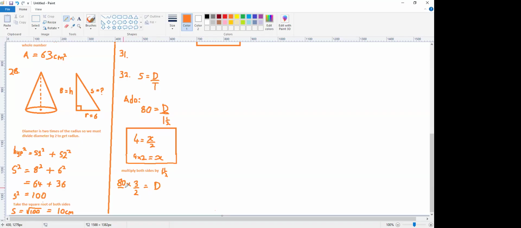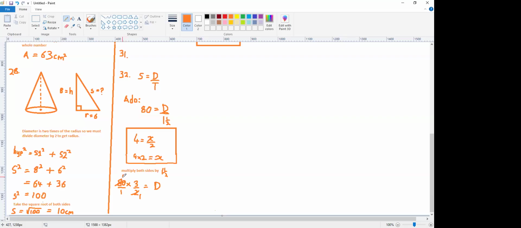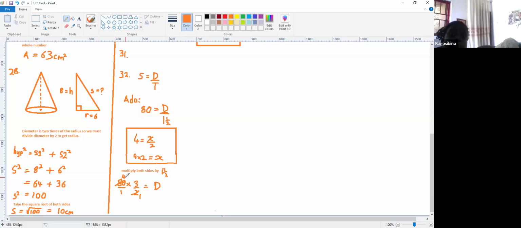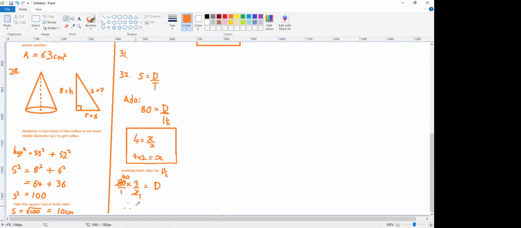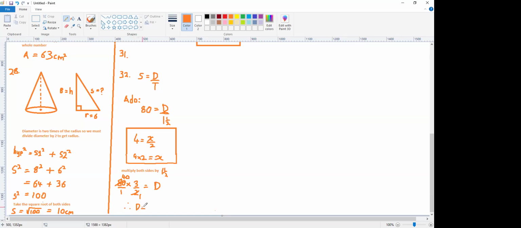People have forgotten how to do questions like this. You've forgotten? 80 times 3 over 2. Two in itself, so 8 times 15 unit is what? That is 120. So d is equal to 120.